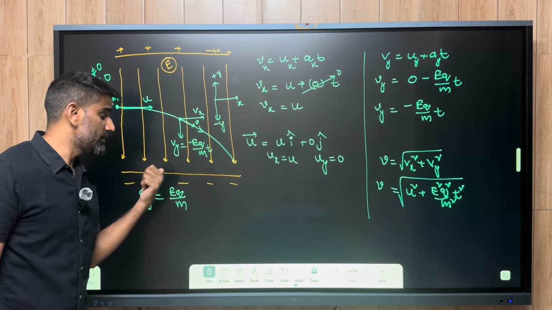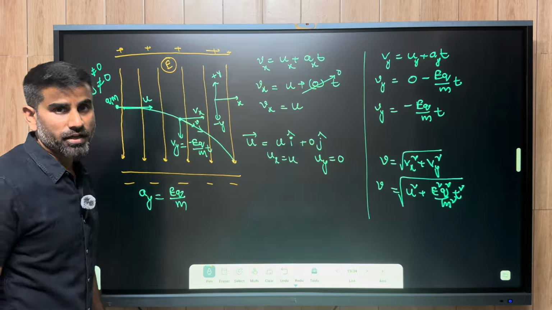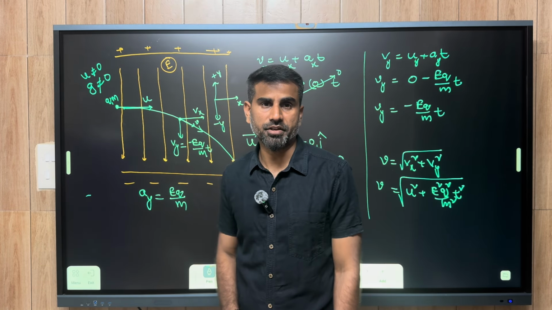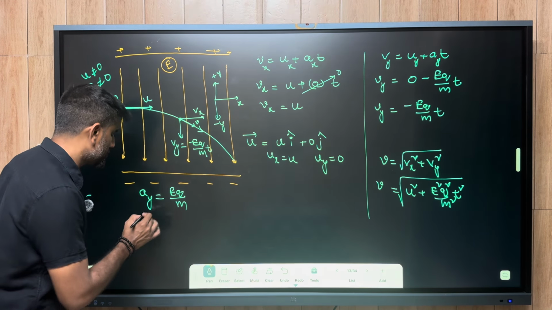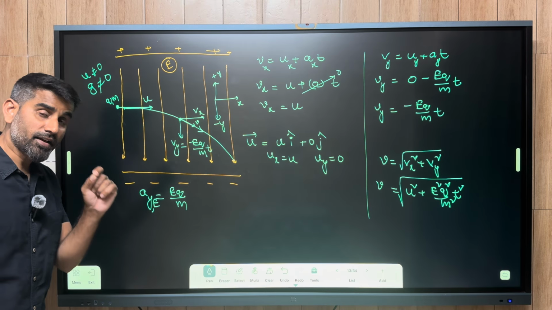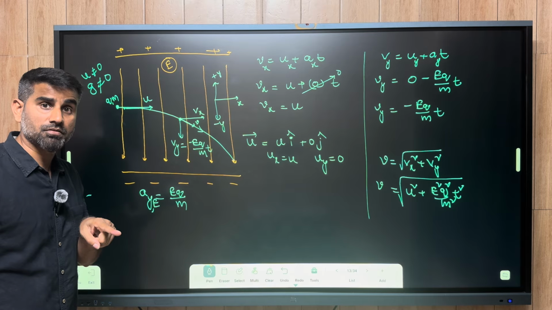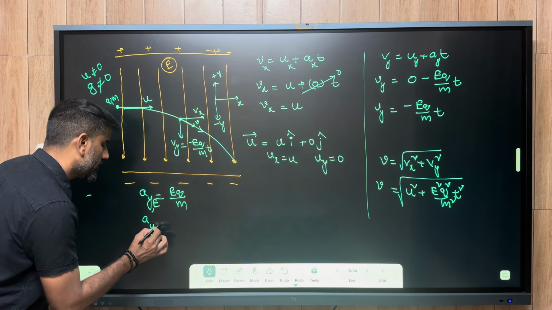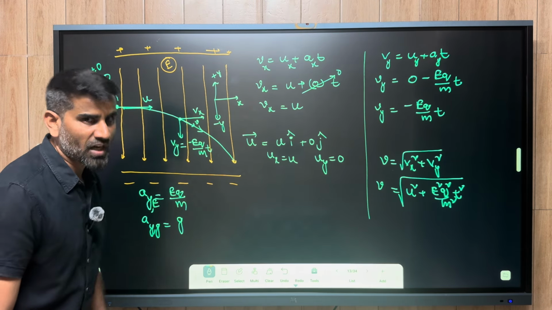This is the acceleration of the charged particle due to the electric field, which we already know is pointing in the downward direction. Ay is in the downward direction due to the electric field. Now there is another acceleration in this case, which is acceleration due to gravity, which is also pointing in the downward direction. That means Ay due to gravity is also in the same direction.